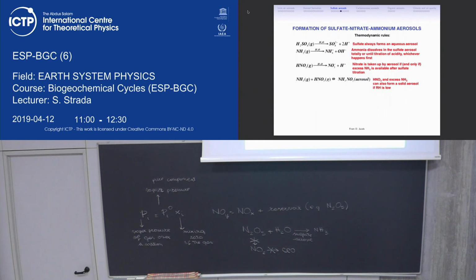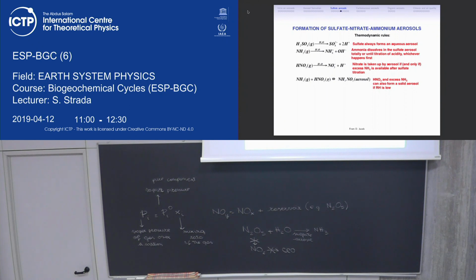Because we have sulfuric acid, we have an acidic structure, and we have a base, ammonia. And so ammonia dissolves in the sulfate aerosol to absorb the excess of acidity in this system, and it is absorbed till the acidity has been consumed. If there's some ammonia left, this ammonia can then absorb the excess of acidity related to the nitric acid, and finally produce some nitrate.